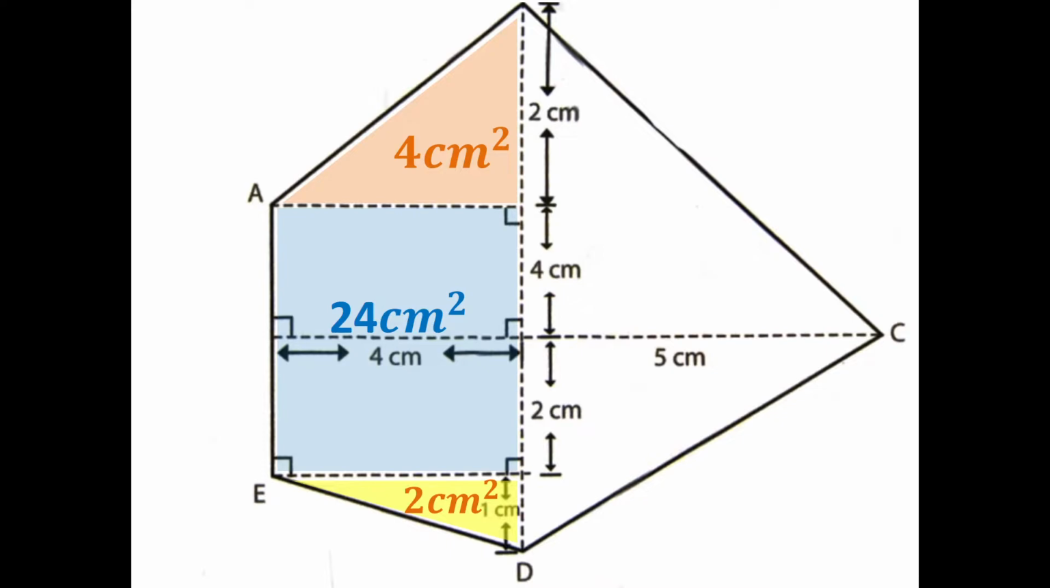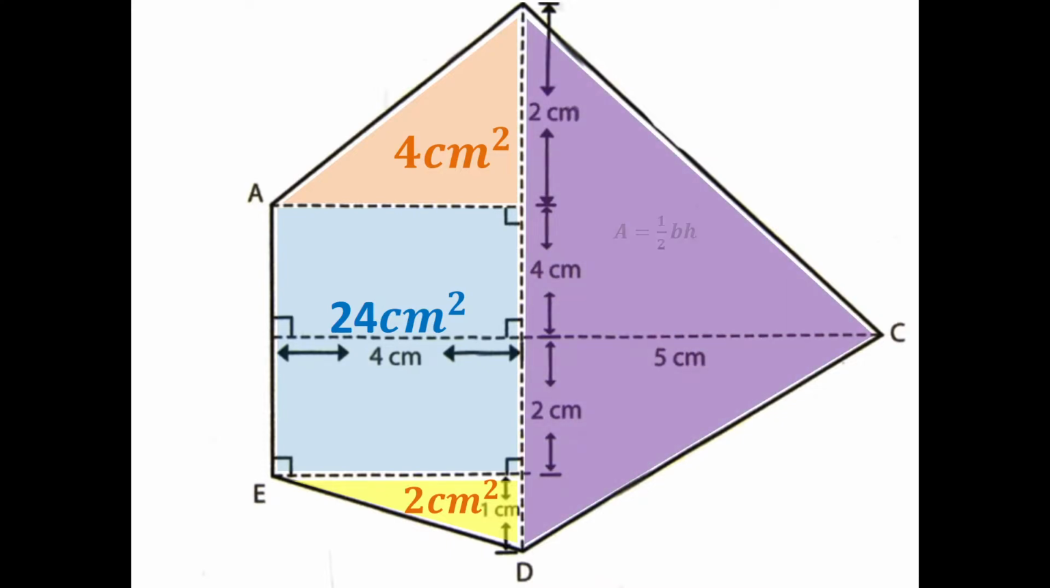Then I'm going to calculate the right-hand side all as one. That large purple triangle is equal to a half base times height. I'm going to have to calculate my base. So my base will be 2 plus 4 plus 2 plus 1, which will give me 9. And then my height there is equal to 5. So a half of 9 times 5, which is 22,5.